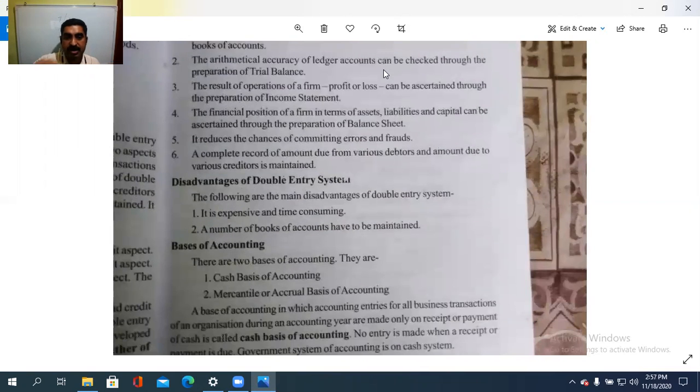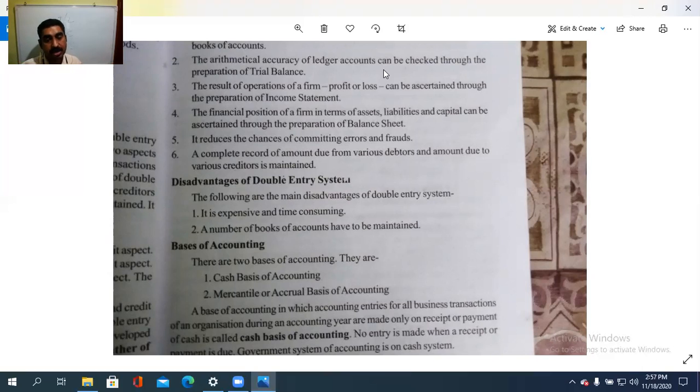Now, what are the disadvantages? It is expensive and time consuming. Why? Because from the journal we prepare the ledger, prepare the trial balance, then the trading and profit and loss account and balance sheet. It is a tedious task and also expensive. Small firms cannot afford that one. So without a financial statement, a firm is not a firm at all.